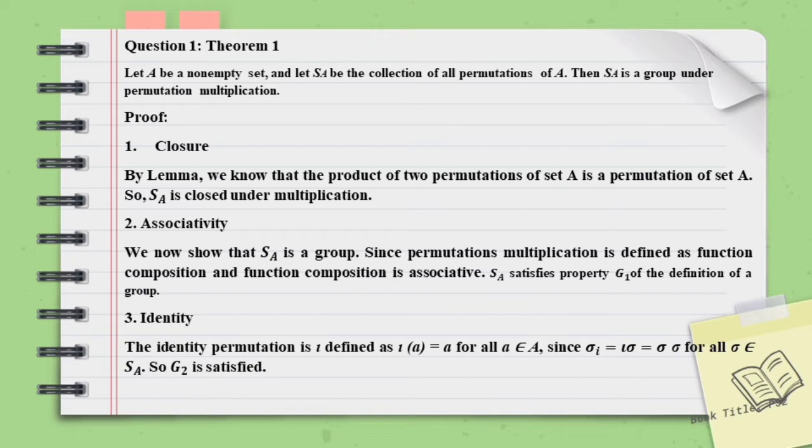Next, we prove the identity. The identity permutation is iota, defined as iota(a) equals a for all a element of A, since sigma iota equals iota sigma equals sigma for all sigma element of S_A. So G2 is satisfied.